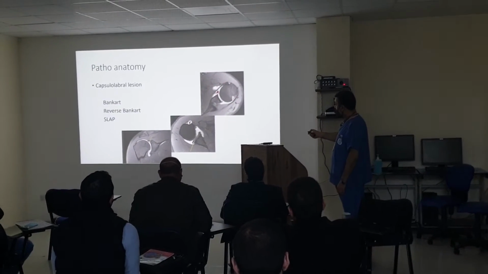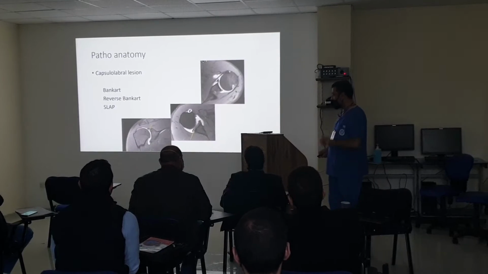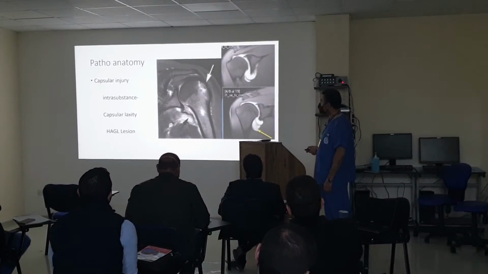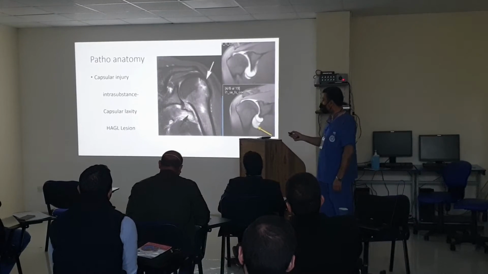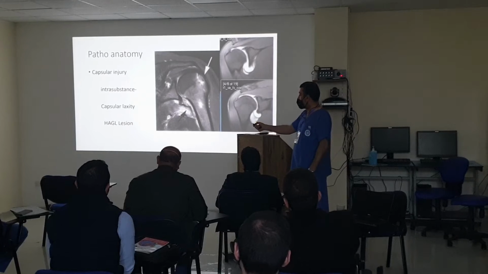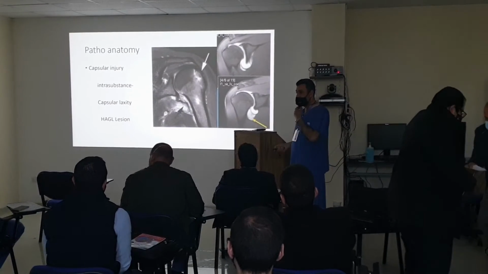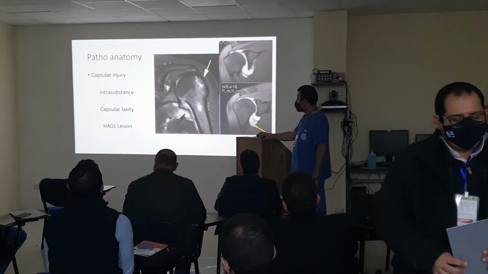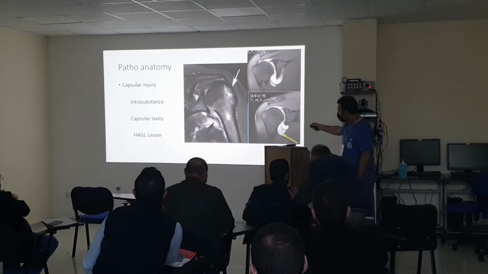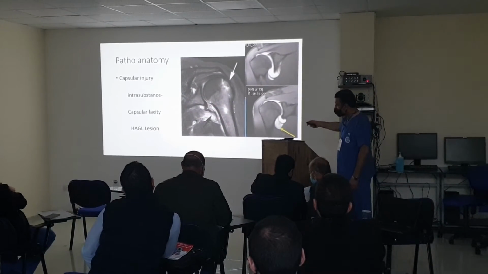Labral: we could have Bankart, anterior labral tear, reverse Bankart, posterior labral tear, or we may also have a SLAP lesion. Capsular: it may be just plastic deformation of the capsule, intrasubstance tear, or stretching. Capsular laxity, especially type 2. And we may have an HAGL lesion. Here, MRI is more advantageous to diagnose the HAGL lesion.